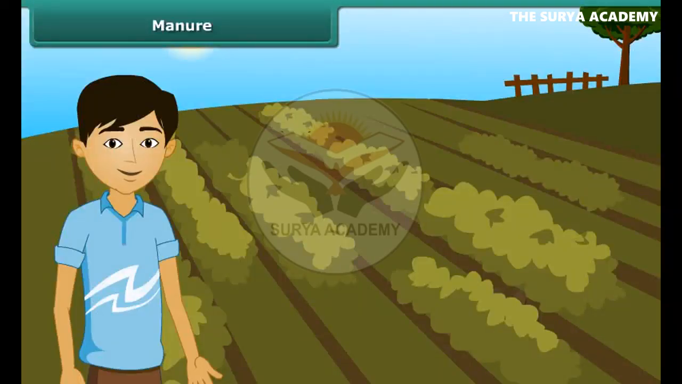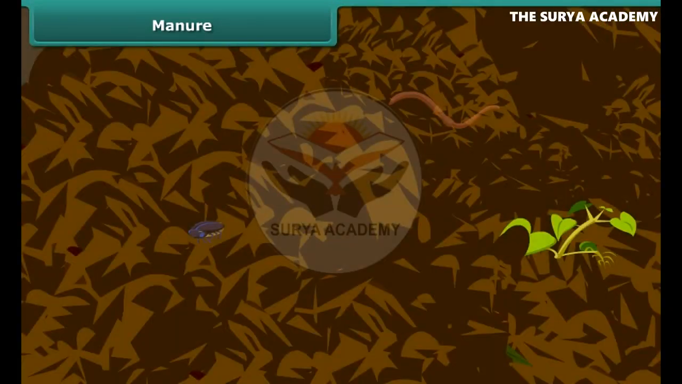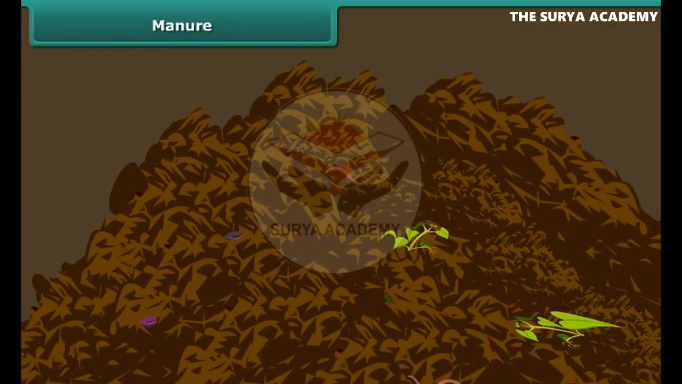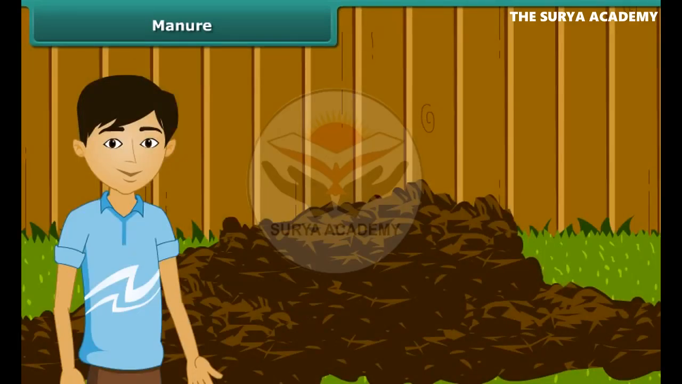Friends, now let us move on to the next topic of this module. I am sure you must have heard the term manure many a time. Do you know what it is? Okay, let us see. Manure is an organic substance obtained from the decomposition of plant and animal wastes. To make it, farmers dump plant and animal wastes in pits at open places where they are decomposed by microorganisms.